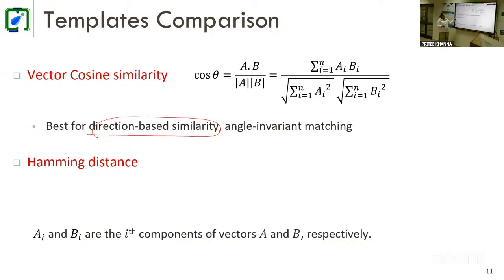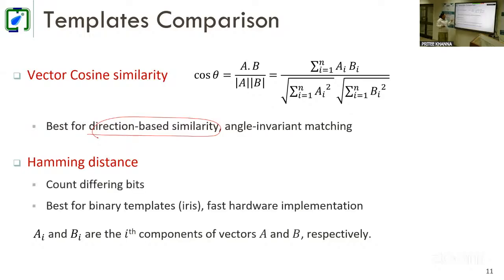Then we have Hamming distance. We just use it in the case of iris, which is a binary representation, right? So in the case of binary templates, or Hamming distance, we simply count the differing bits. Where there is a 0 in one template and a 1 in the other template at the same position, we count it. There are so many others, but these are the very common ones.